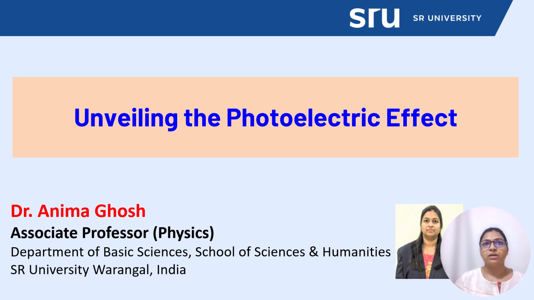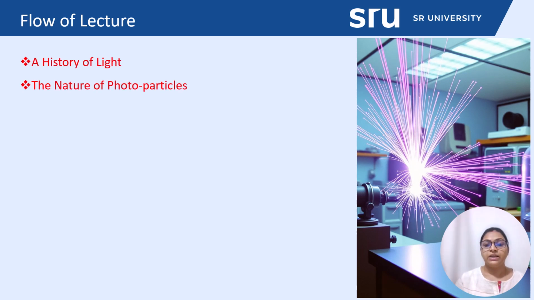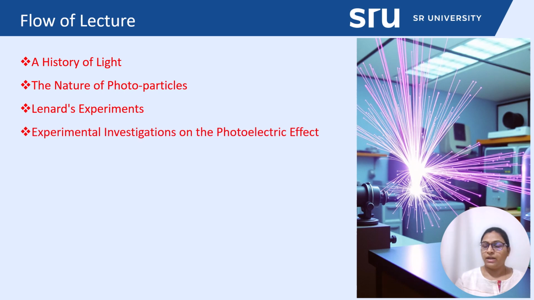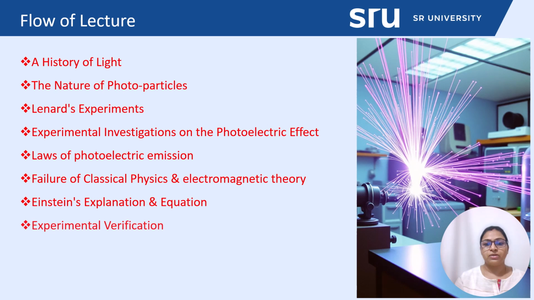Einstein's work on the photoelectric effect earned him the Nobel Prize in Physics in 1921. So in this lecture, we will cover the history of light, the nature of photoparticles, then the famous experiment of Lenard, experimental investigation on that, and laws of photoelectric emission, and the failures of electromagnetism and classical physics. Then we will focus on Einstein's equation, experimental verifications, and some applications.